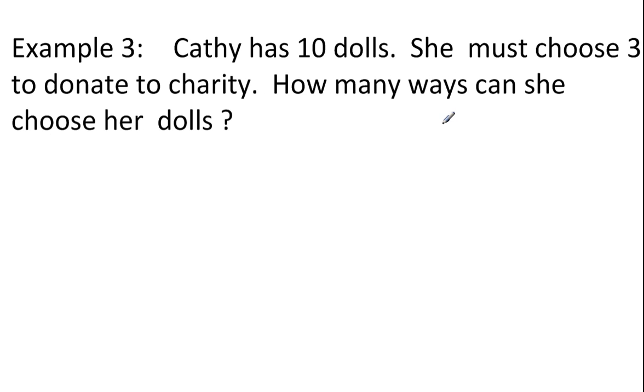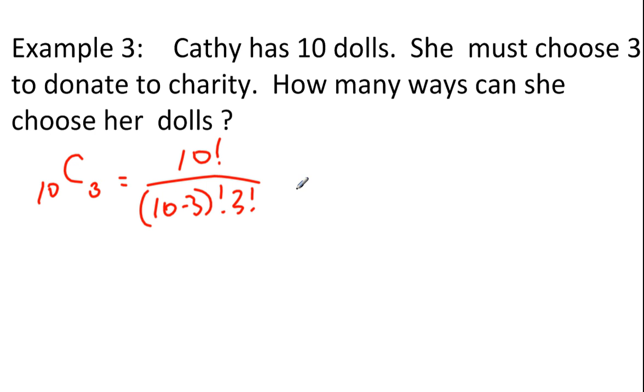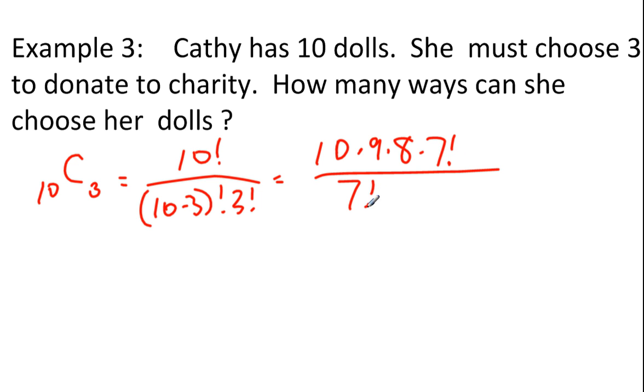Alright, Kathy's got 10 dolls. She's going to choose 3 of them to donate to charity. What a nice girl. Alright, so we're doing 10 choose 3. And we're going to go with 10 factorial on the top, 10 minus 3 here, and 3 here. So we're going to have 10 times 9, 8, 7. I'm going to stop there because 10 minus 3 leaves me with 7. Times 3 times 2 times the 1.